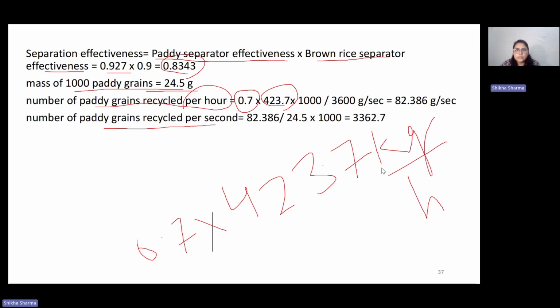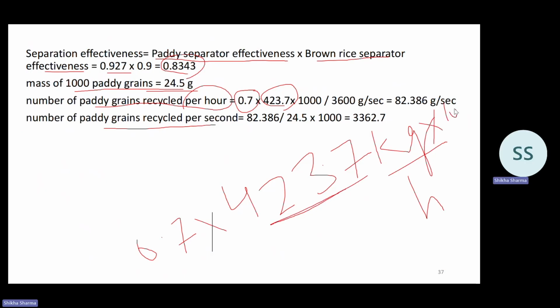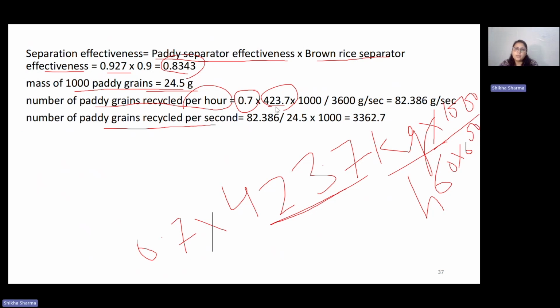So we can convert it into gram per second. What we can do is multiply by 1000 to convert into grams, and for seconds divide by 60 into 60, which is 3600. So 0.7 multiplied by 423.7 into 1000 divided by 3600 would be 82.386 gram per second, right?